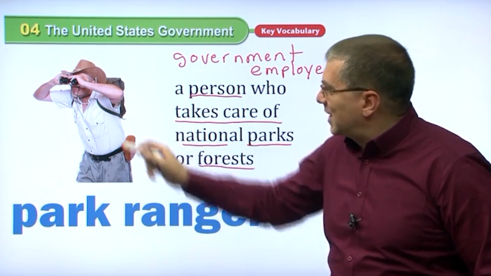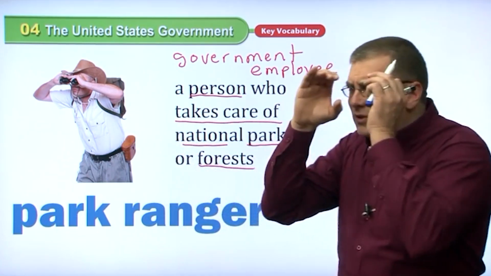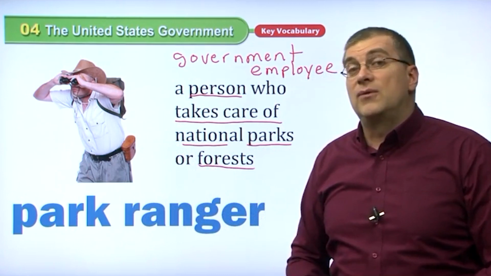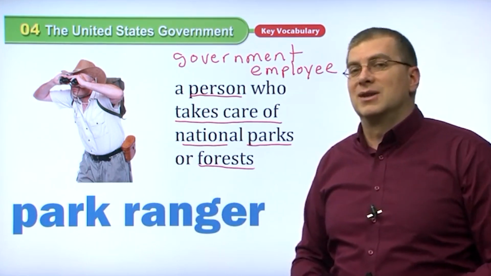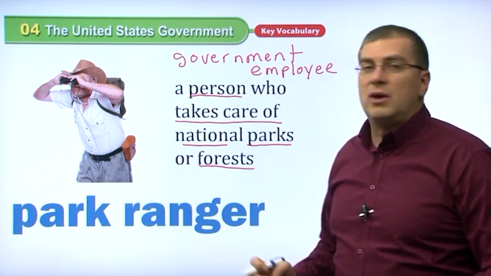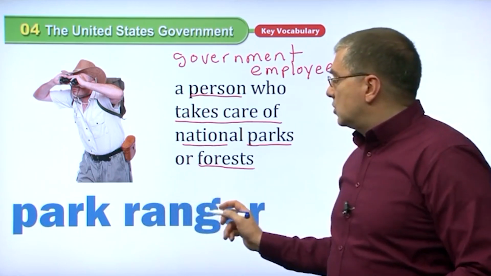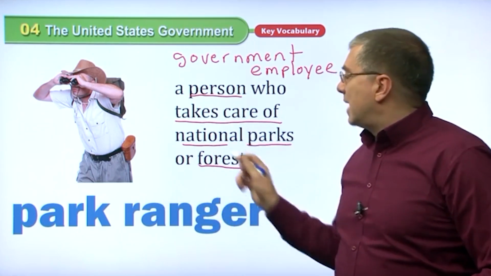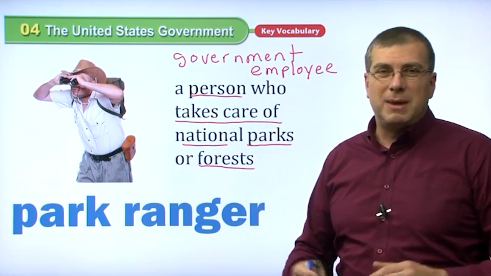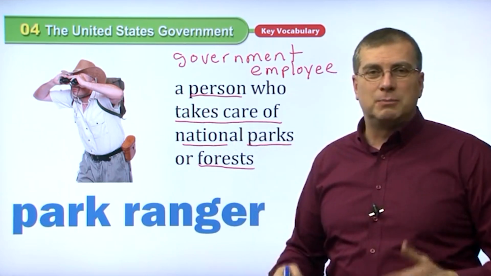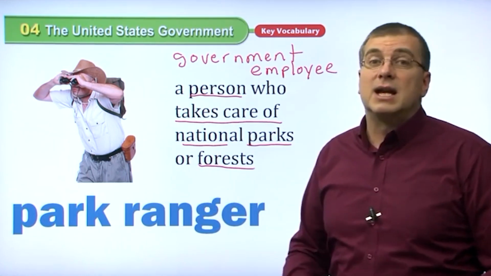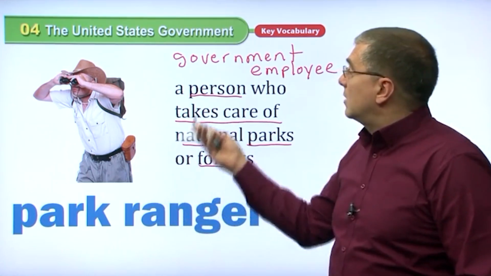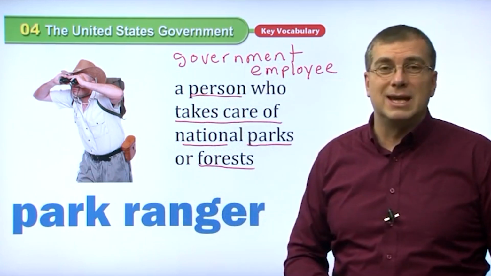And you can see an example of a park ranger here. He's looking around. Maybe he's looking for a forest fire, right? Park rangers also put out fires. They might be involved in that. So park rangers are people who take care of national parks or forests. They make sure that they're beautiful and nice places for everybody to visit. Who does that service? The government does. So a park ranger is a government employee.